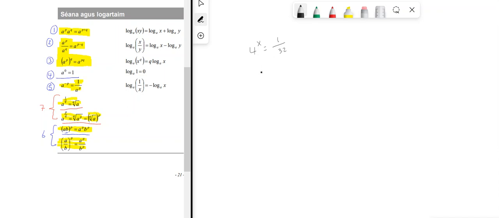So 1 over 32, so that's going to be equal to, let me just work this out. It's going to be equal to 32 to the power of minus 1.